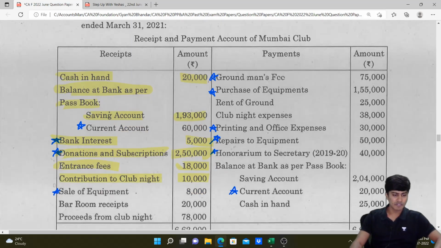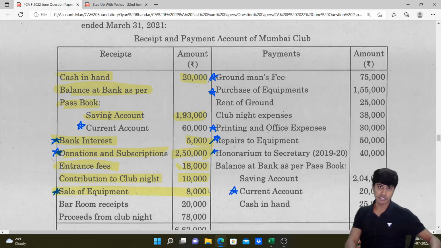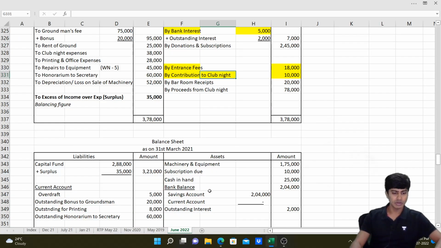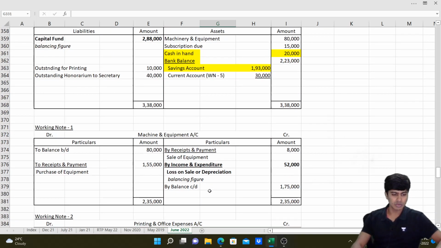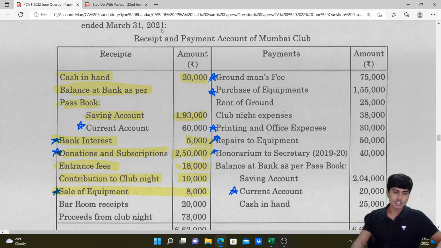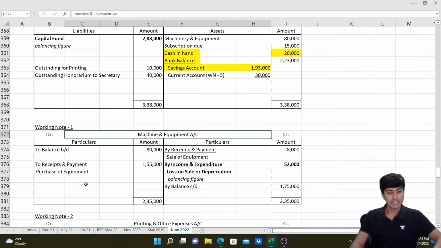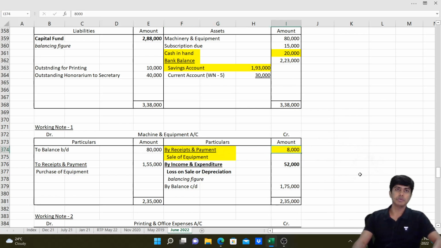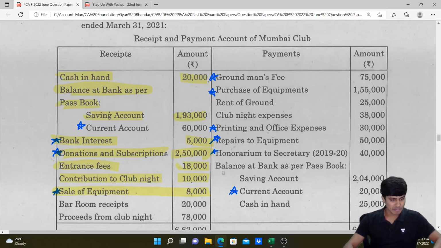Then we have sale of equipment. This is not a revenue receipt. I will not write this in my income and expenditure. I'll open one machinery and equipment account and write this there. You guys get it? So there we go. Our working note number 1, machinery and equipment account. It is a receipt, so in receipts and payment account it is on the debit side. In machinery and equipment account, credit side, I have written by sale of equipment. How much? 8,000 rupees. Got it, everyone? What do we have after that?